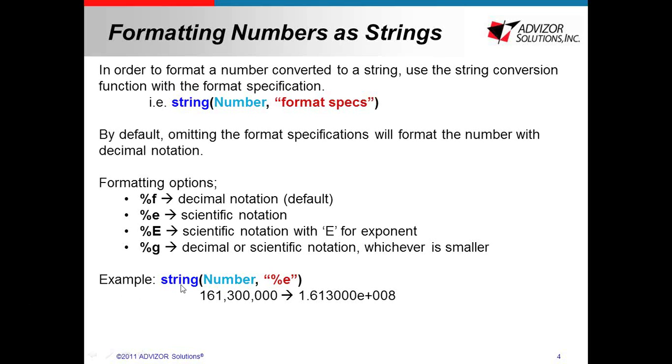In this example down here, I want to convert this number field to scientific notation. So I use a string function, put the field, comma, and then the format specification in quotes. And you can see that this number, 161,300,000, will be displayed as 1.613000 times 10 to the 8th power. In this example, the way I have it formatted right now, it's actually longer than the original value.